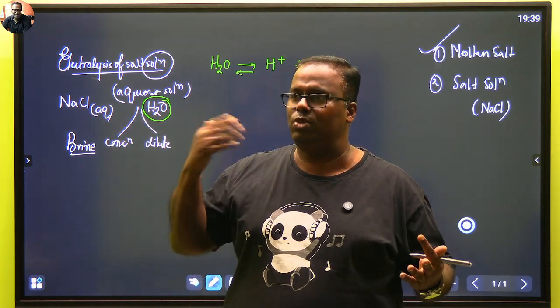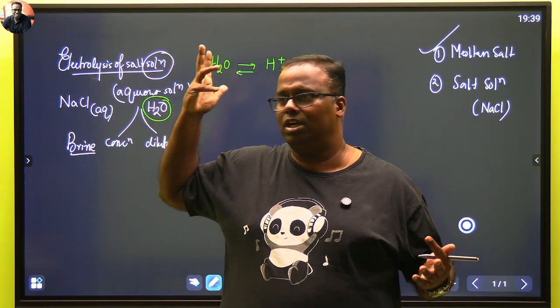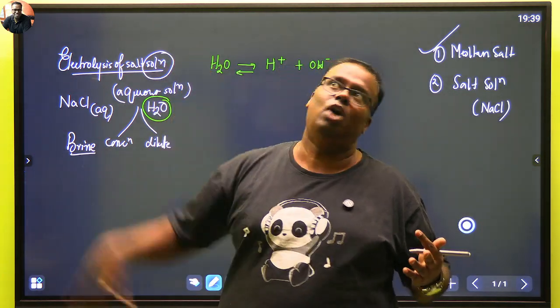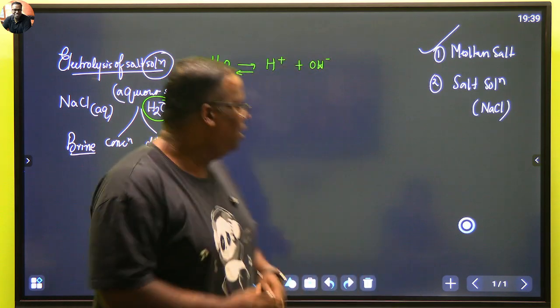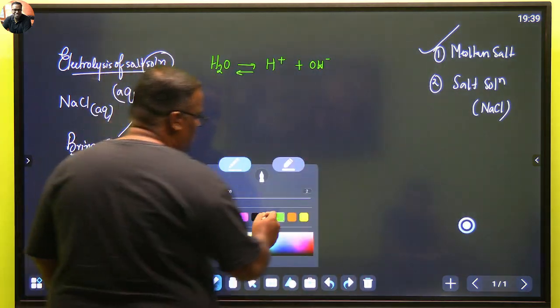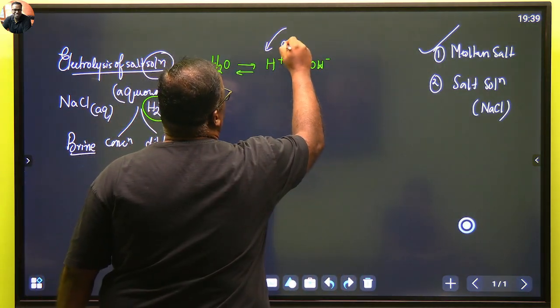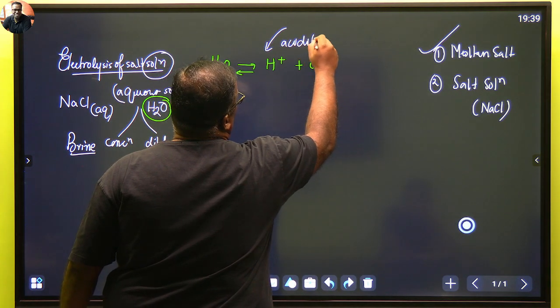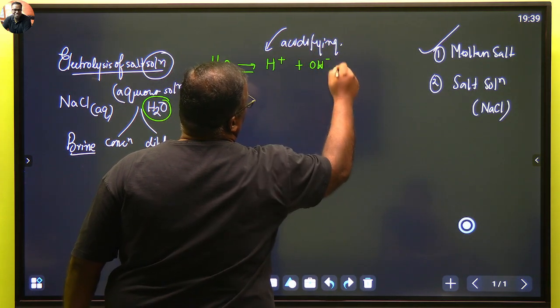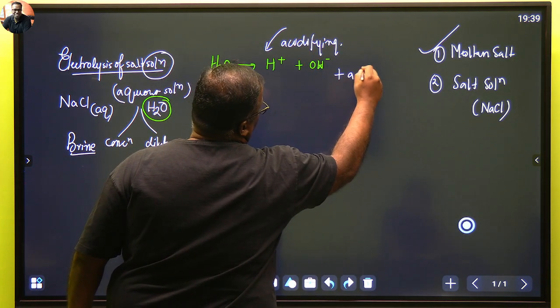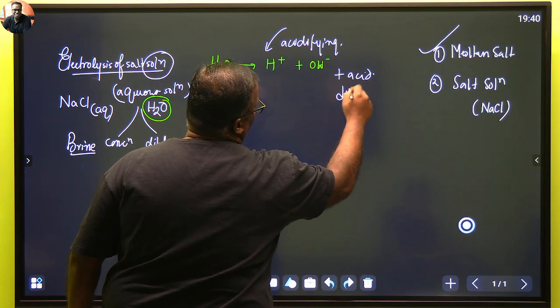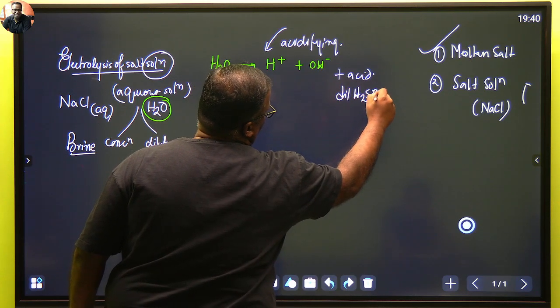See, you should ask questions. Pure water does not conduct electricity. Then how did you electrolyze pure water? Well, how we electrolyze pure water is by a process called acidifying pure water. That means you will add an acid to it. And this acid in our book, they have mentioned about dilute H2SO4.